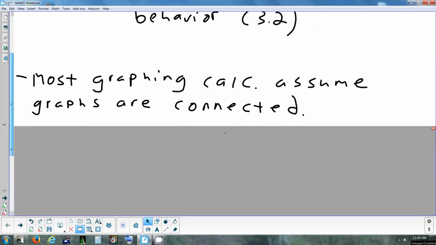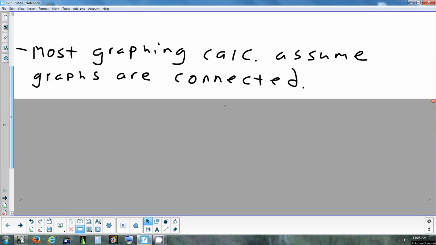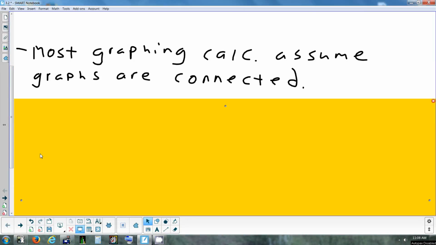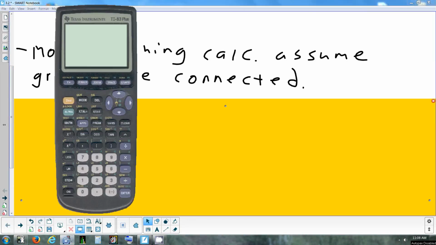When we draw things on the calculator, and this is especially true for an older calculator, it assumes that what you're drawing should be connected. Let me show you the graph of a function that you should not draw connected, and how an older calculator draws it. Ignore those little squares on the screen. Just look at the curve it's drawing.